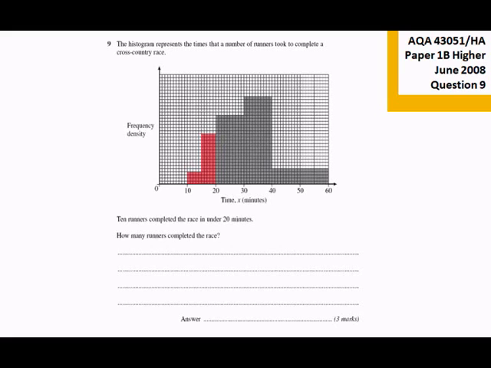And you can count how many little squares that is. In fact, if you count it, it's 100 little squares. And we're told that that represents 10 runners, because it says in the question that 10 runners completed the race in under 20 minutes. So 100 squares represent 10 runners. So a single square must be 0.1 of a runner. And in the whole thing, there's 700 squares. So that must represent 70 runners. So the answer is 70.